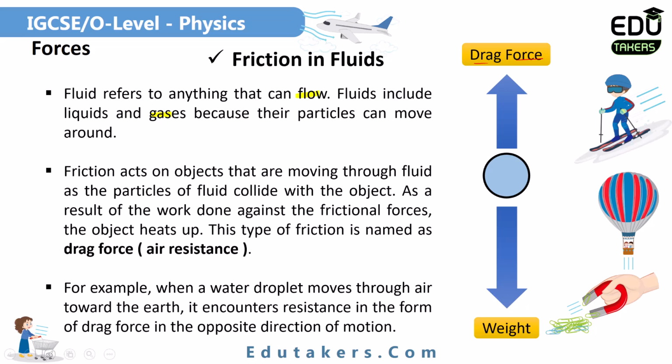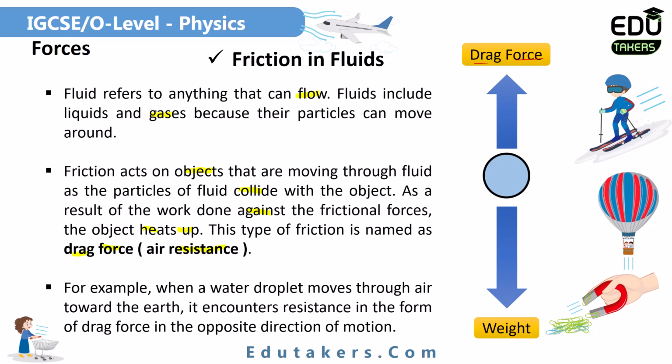So you can see here, friction acts on the objects that are moving through the fluid as the particles of the fluid collide with the object. As a result, when the work is done against the frictional forces, the object heats up. The temperature of the object increases. This type of friction occurs in the fluid and it is called the drag force or air resistance. It is the friction in the fluid.